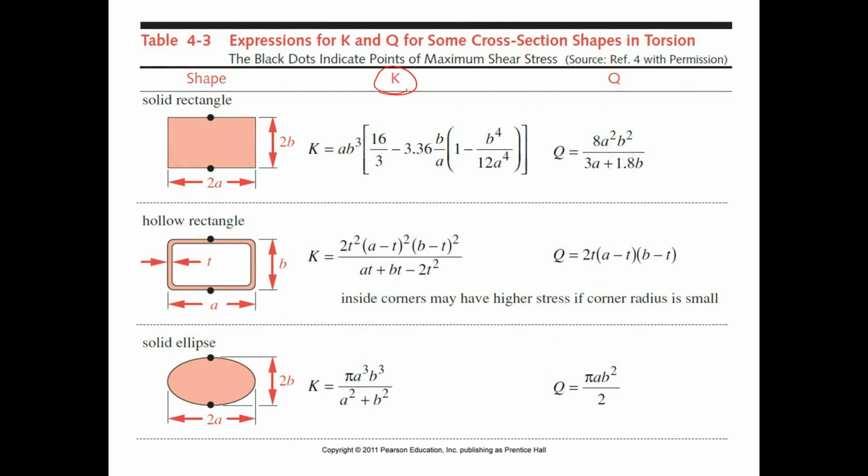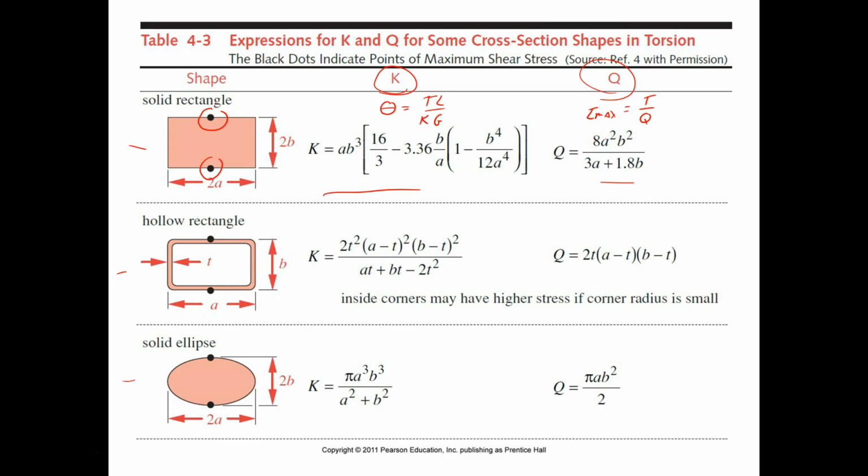Here we can see that we've got K and Q, and you may recall from our previous slide that theta is equal to TL over KG, and that tau max is equal to T over Q. And so we can look for the various cross sections to determine what K and Q are equal to. One thing to note is that these black dots represent the location of the maximum shear stress for the different sections.